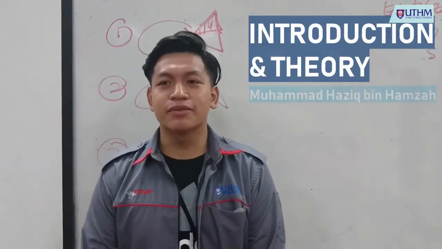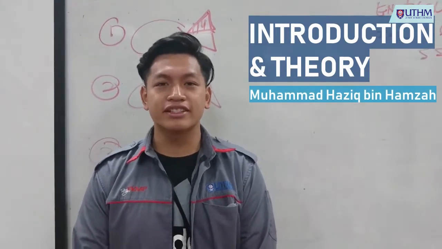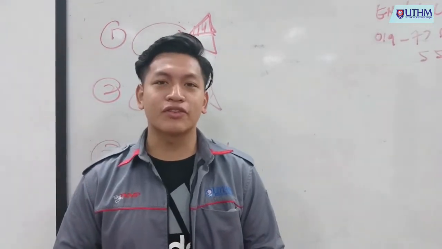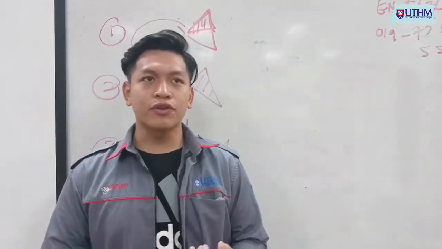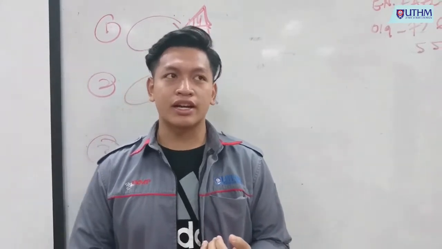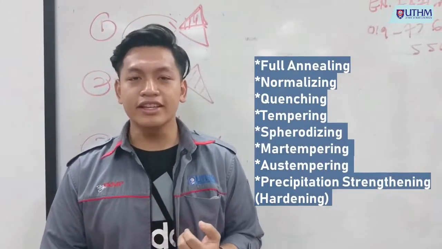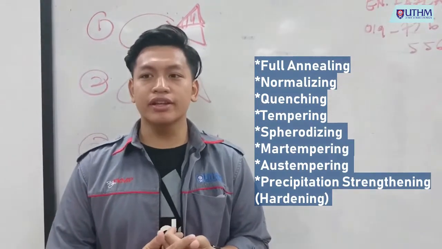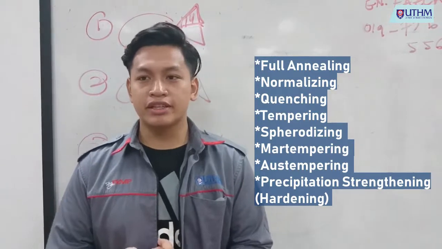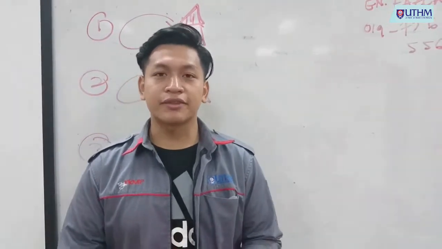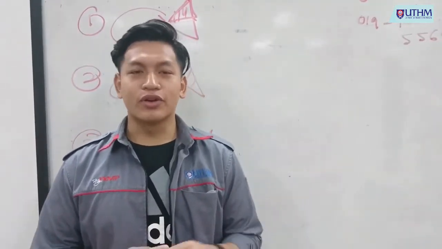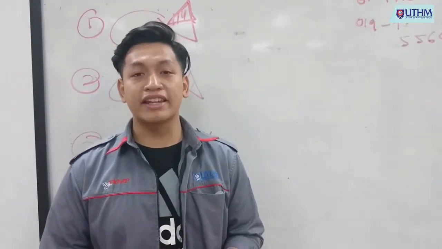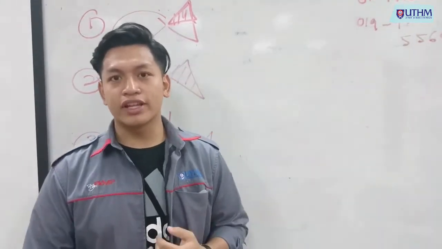Heat treatment is a controlled heating and cooling cycle intended to adjust the microstructure and mechanical properties of a material for a specific purpose. There are a few heat treatment techniques, which are full annealing, normalizing, quenching and tempering, spheroidizing, martempering, austempering and precipitation strengthening, or known as hardening. In this experiment, we only use the first three of the heat treatment techniques, which we will perform on the plain carbon steels. The first one is full annealing.